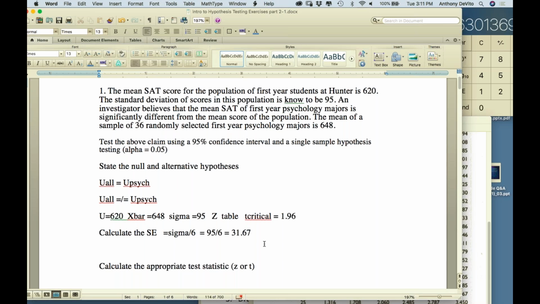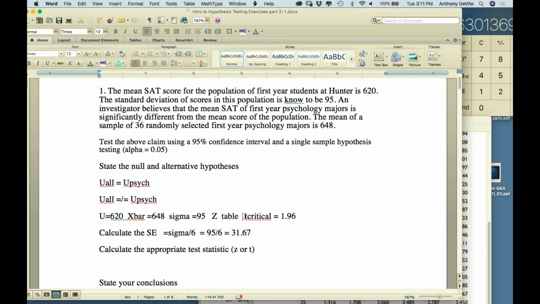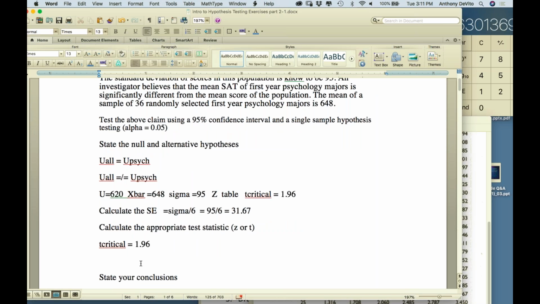So now, what is the appropriate test statistic? We already did that, right? We said that T critical, or Z, is 1.96. And we're going to calculate what T actually is. What is T for the difference between these two means? It's equal to 648 minus 620 (it doesn't matter which one you put first, because we're just looking at the absolute size of that number) over 31.67.